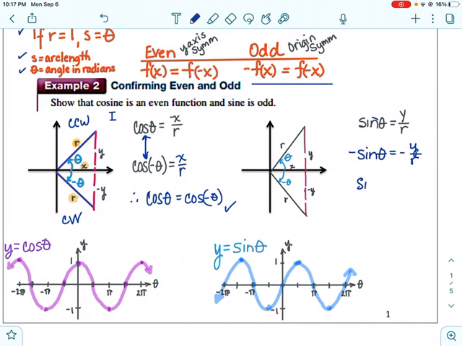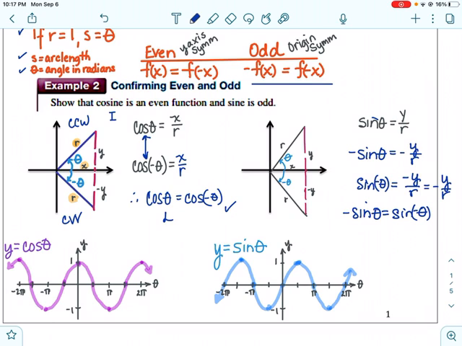And then sine of negative theta is going to be negative y over r. So you can see that you can manipulate this and bring the negative sign out front if you want to, but we would simply then say that negative sine theta is equal to sine negative theta. It has that relationship that we expect from all odd functions.